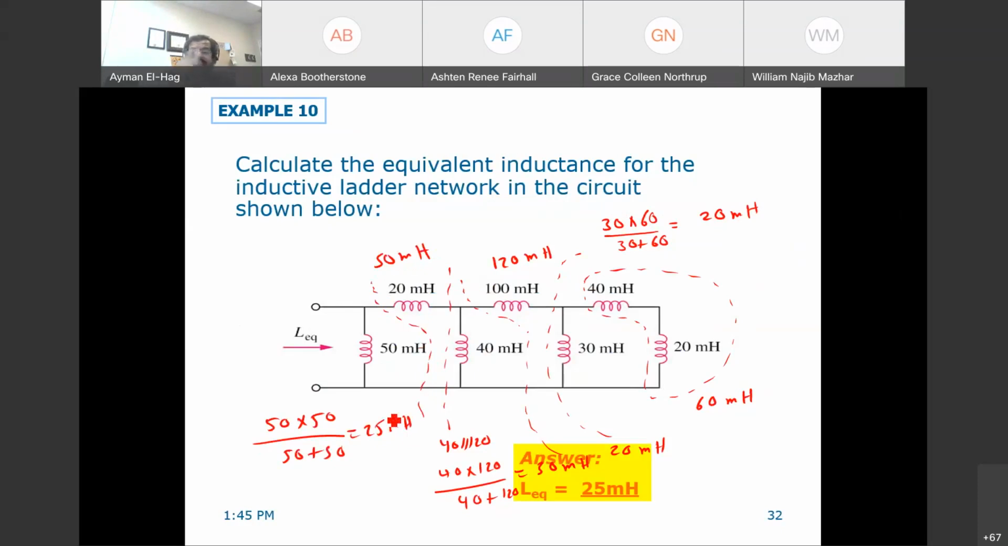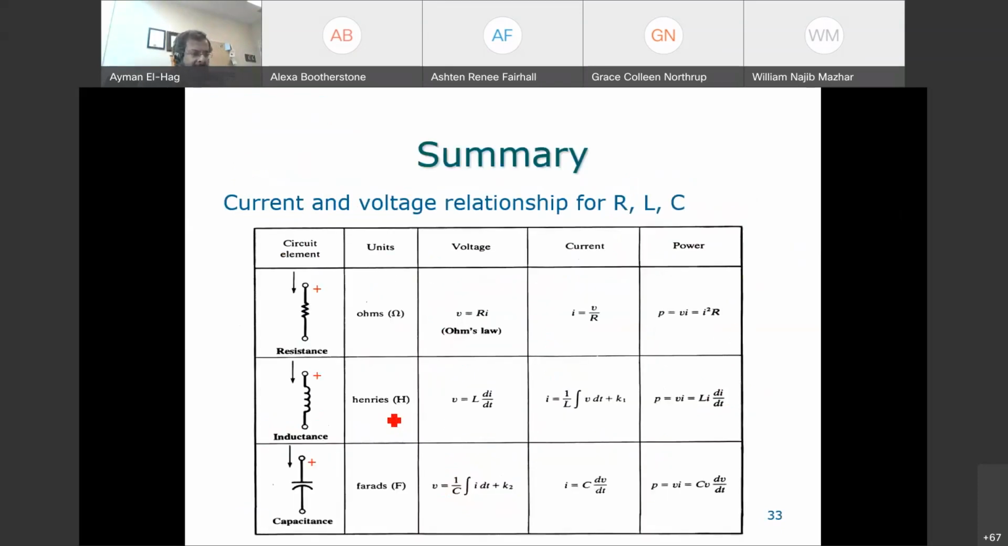And as we said before, when you have two inductances in parallel that are equal to each other, the equivalent one will be half. Now this is a very interesting summary of all that we have done, and I really encourage you guys to try to understand this, try to see how this works.